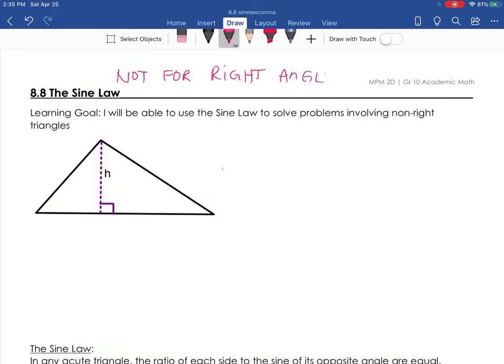Okay, so if you want, at the top of your page, I recommend you write "not for right angle triangles," to draw attention to that, because you definitely don't want to use this when you have a right angle. When you have a right angle, it's easier to use SOHCAHTOA.